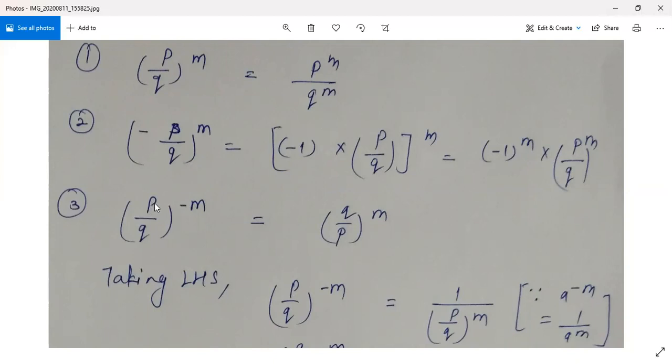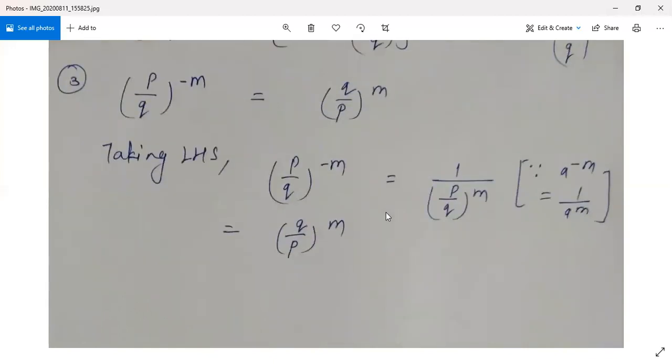If given a rational number p by q and the power of this exponent is negative, okay, if the power of a rational number in an exponential form is negative, then you will get the value as p by q whole to the power minus m is equals to q by p whole to the power m. Okay, you know very well how it is done.